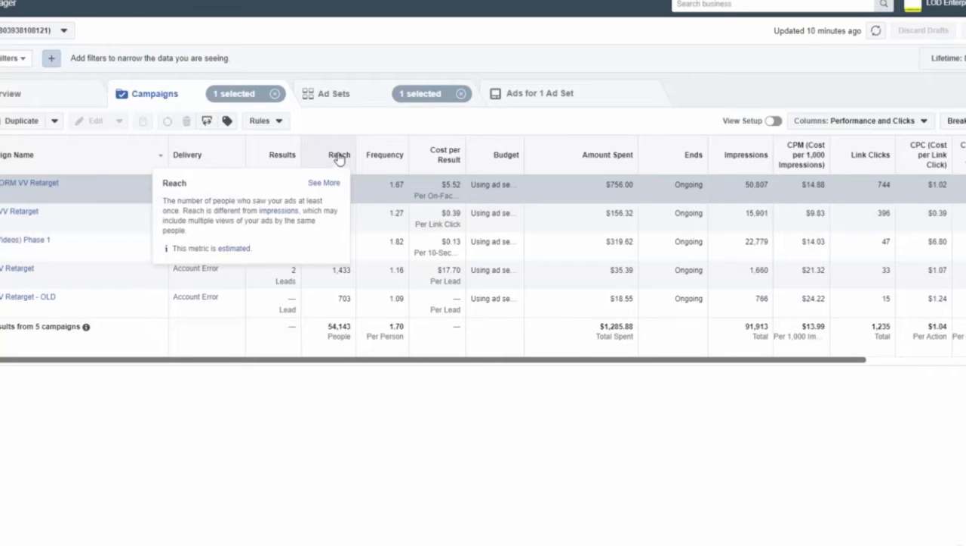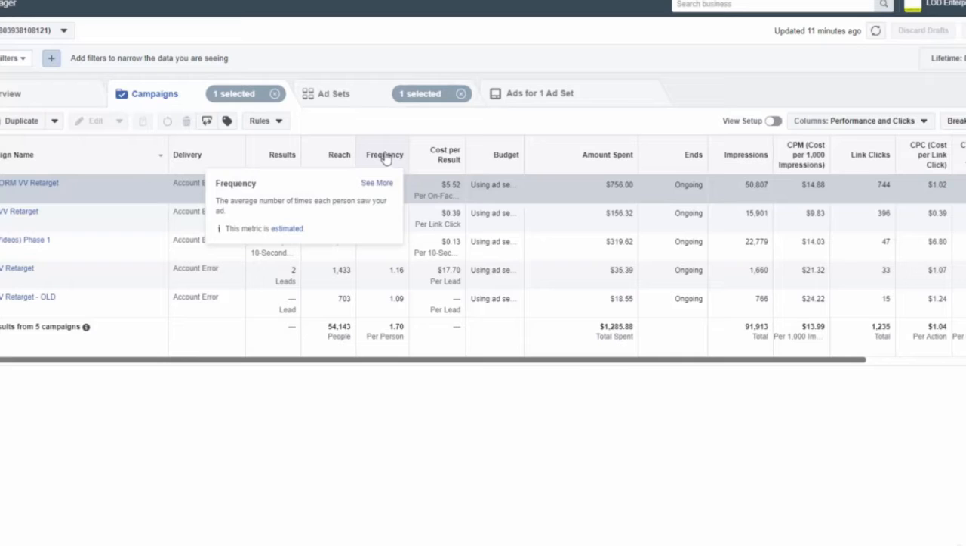And so here in the reach section, we can see that this is the number of people that saw our ad at least one time, okay? And then the frequency here, this is how many times a person sees the ad, the average number of times. Now, this is something that you want to pay very close attention to because that could cause audience fatigue and really annoy the audience. So make sure that they're not seeing it too much. A frequency between 1 to 2, maybe 3, is okay. I would try to stay within 1 to 2 at the most.